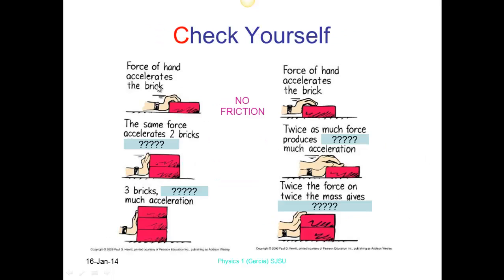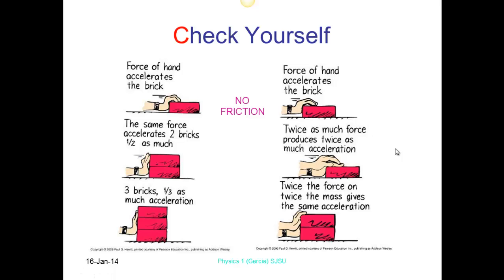So if we have a hand accelerating a brick where no friction's occurring, so if we accelerate 2 bricks, what's that going to do to the acceleration? Well, 2 bricks will weigh twice as much, we'll have half as much acceleration. If it's 3 bricks, that's 3 times the mass, then we'll have a third of the acceleration. Right? If we have twice as much force on 1 brick, then we'll double the acceleration. If we have twice as much force on twice the mass, then we'll have the same acceleration.